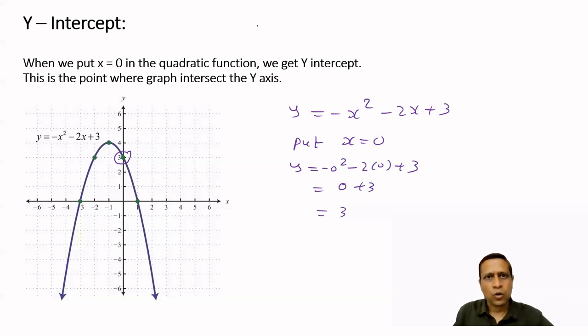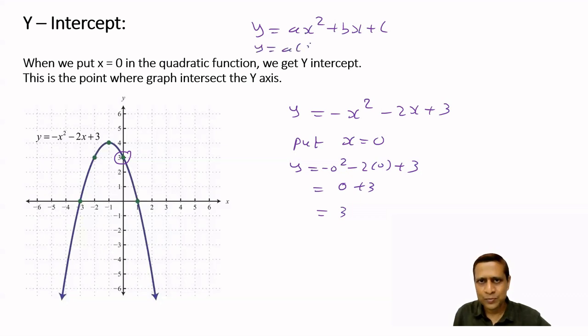For example, the quadratic function is y equal to ax squared plus bx plus c. What do you get when you put x equal to 0? We get y equal to c only. Correct. So y equal to c itself is y-intercept. So the c value itself is y-intercept. So it is very easy to identify. Correct.